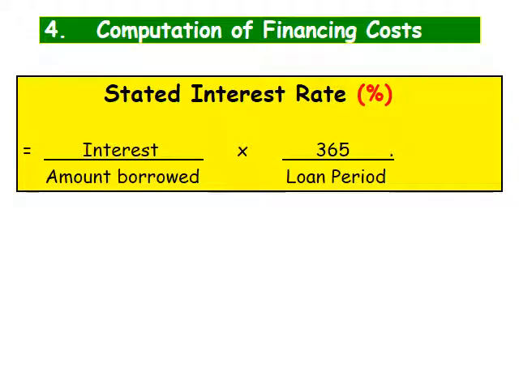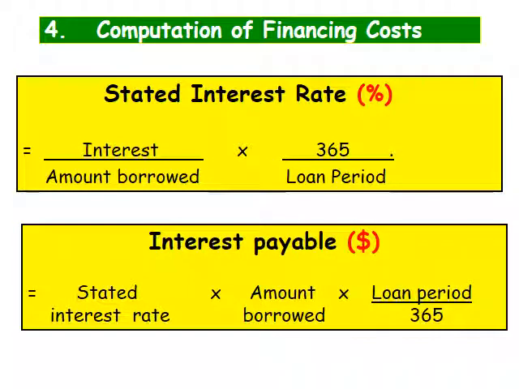This is a formula for finding the stated interest rate. The answer is in percentage. And the other one is interest payable in terms of dollars. Take note there are some differences between them. In the formula, please do not mix them up.